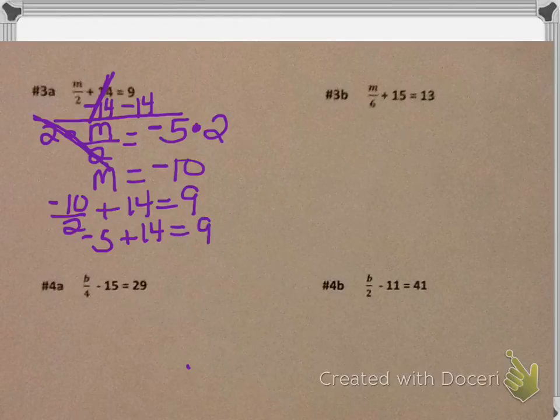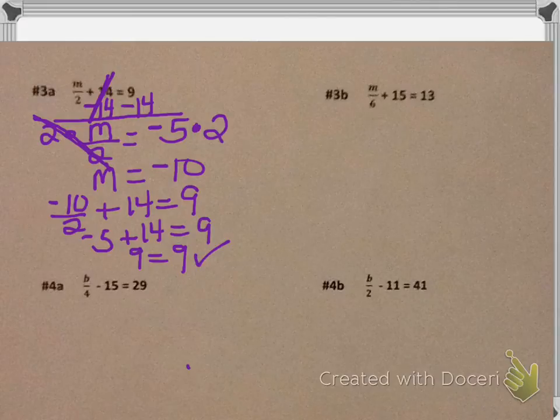And we just don't assume that it equals 9. We want to actually think through that process. Negative 5 plus 14. Well, if I'm at negative 5 and I go up 14 places, I'm going to be at positive 9. So 9 equals 9. My solution checks, and I've solved for that equation. So now pause your video and solve number 3B on your own.